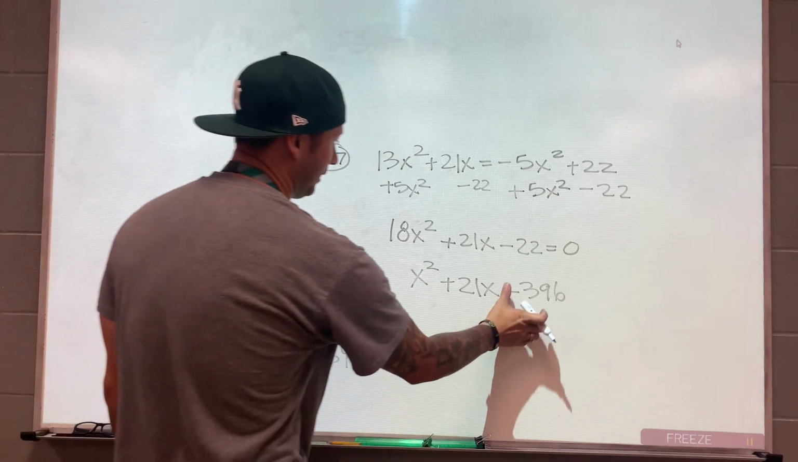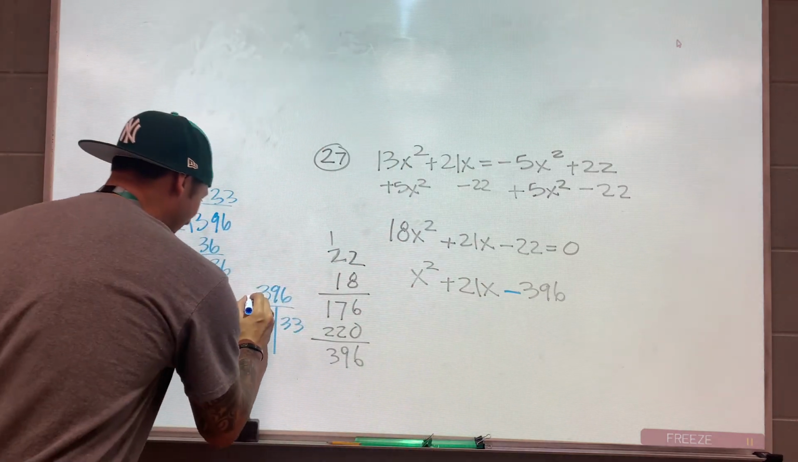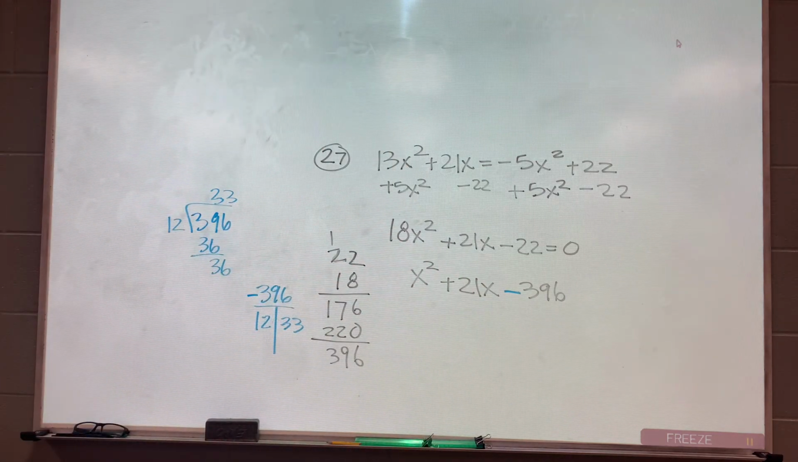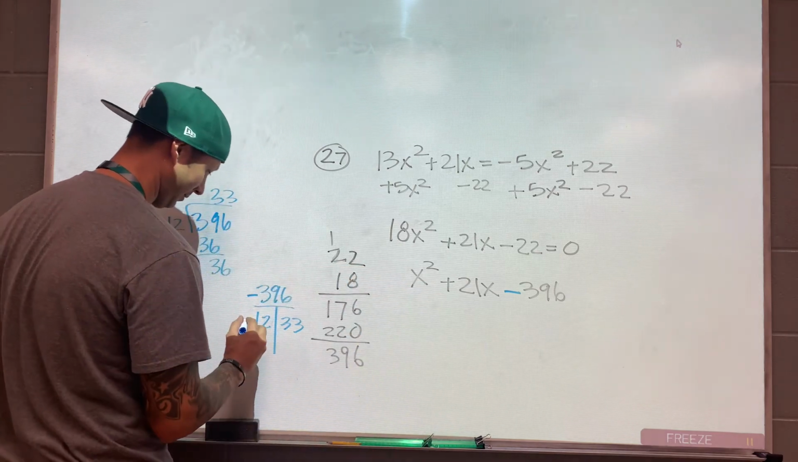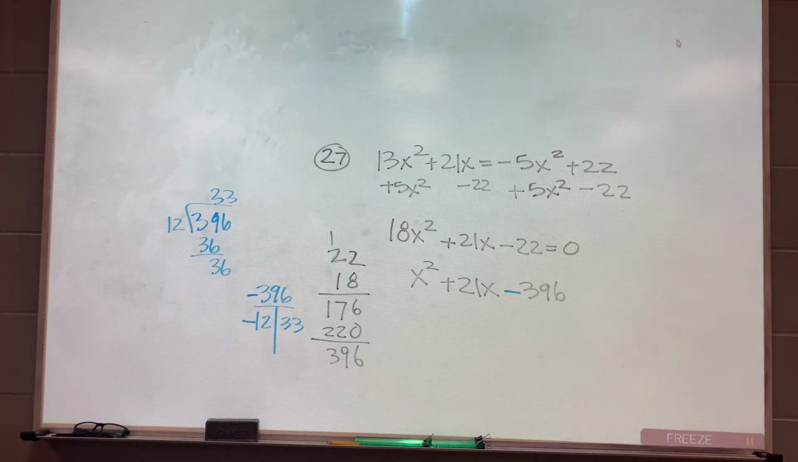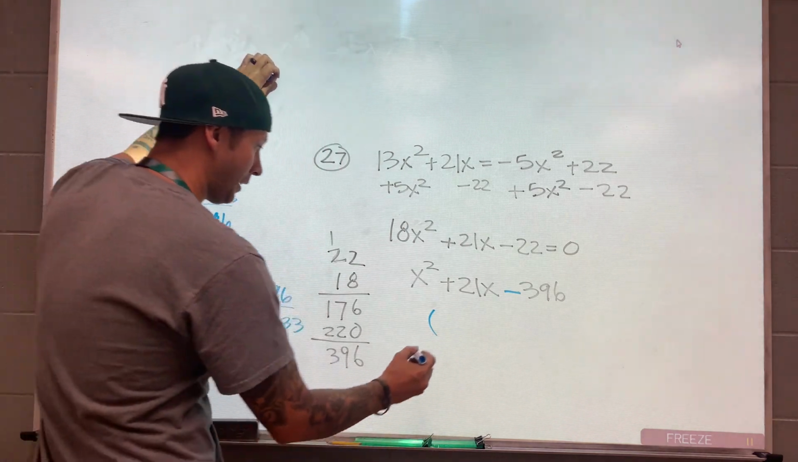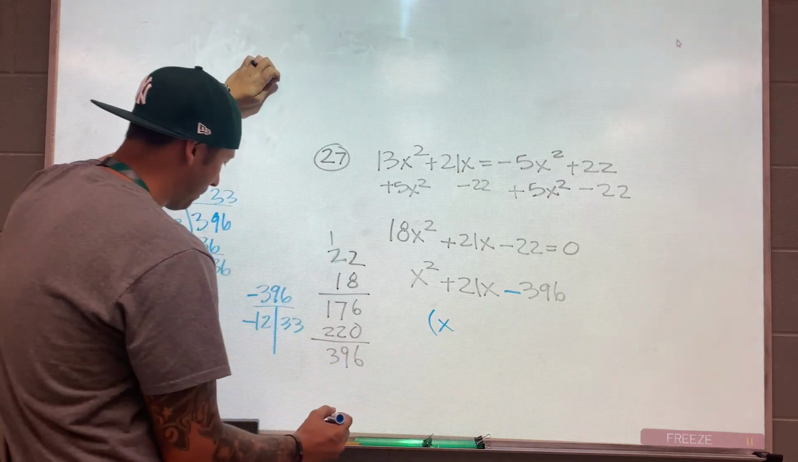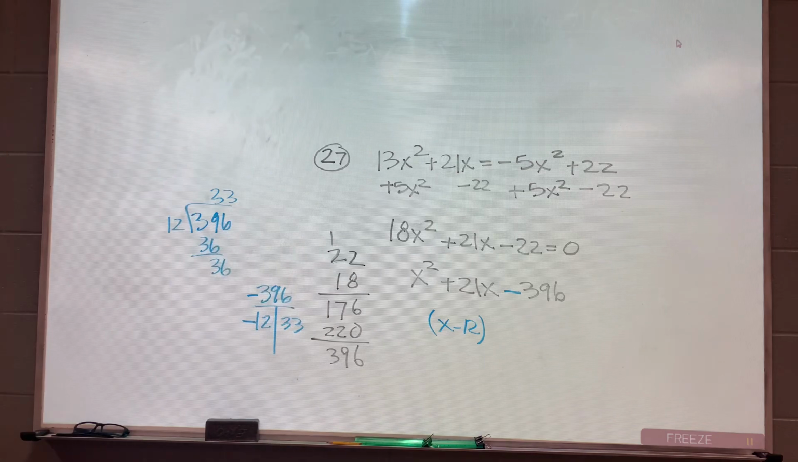Oh, yes. Which means minus. Okay, it's getting better. So one of them needs to be negative. I look here, the smaller one needs to be negative, and then that'll give us 21. Let's go. All right, so this is gonna be x minus 12, x plus 33.